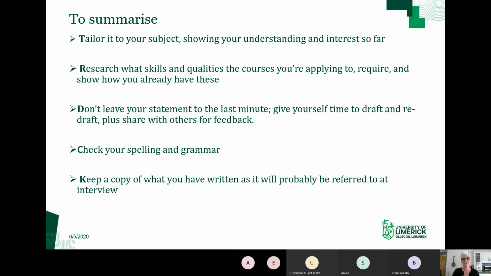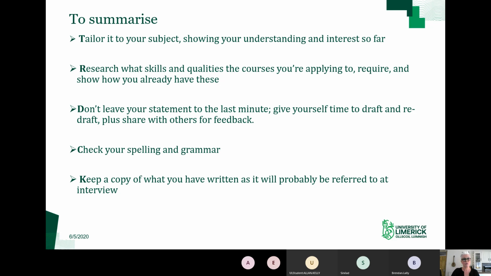So take your time, do several drafts, share it with others to get some feedback from them. Absolutely check your spelling and grammar, and then I suppose really you need to keep a copy of what you've written. If you're invited to an interview, they will refer to it.